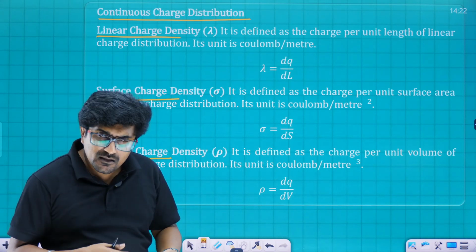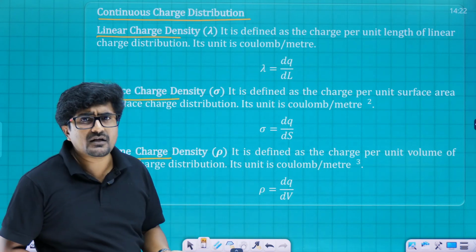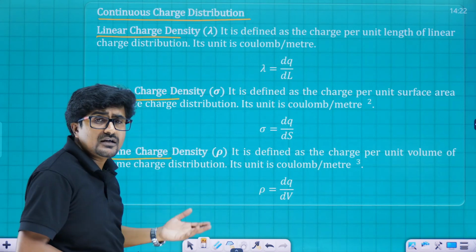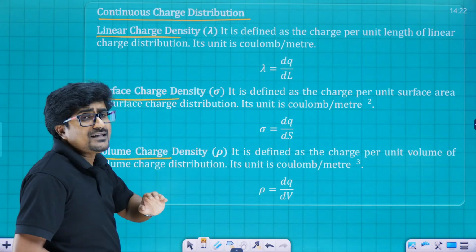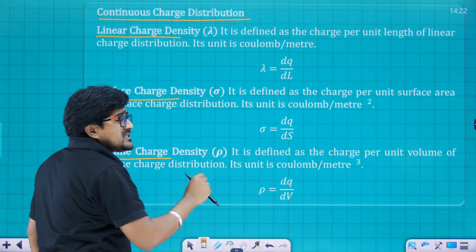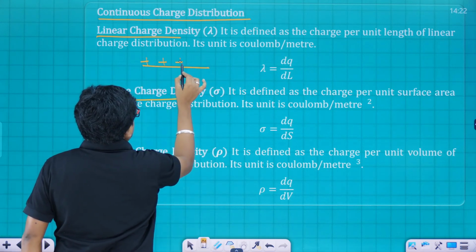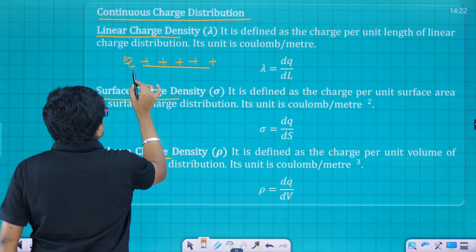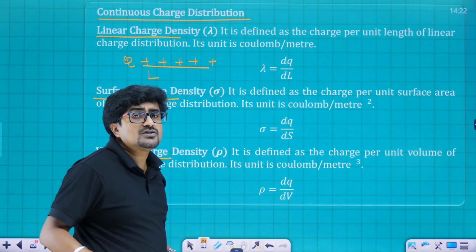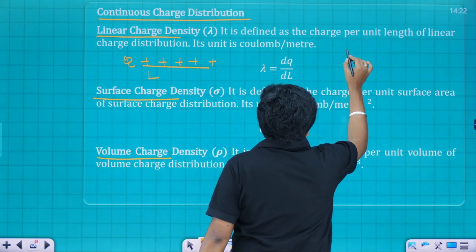Linear, extended charge distributions are also possible, but how they behave is totally different, depending on the way the charges are distributed. That is why we are considering three different categories. The most important part is the distribution of the charges. If the charges are distributed linearly, for example, a charge Q distributed along a length of capital L, and the distribution is uniform, then the total charge Q upon the total length, what do we call it?